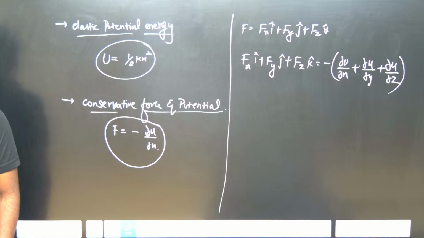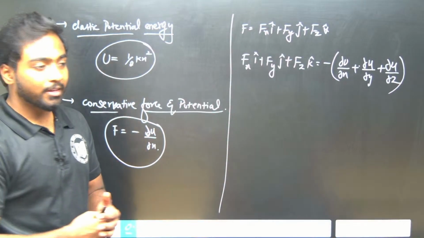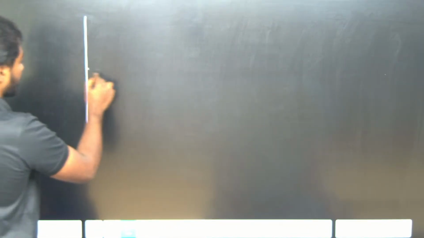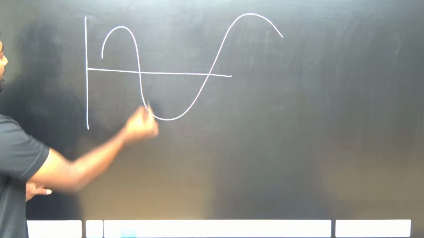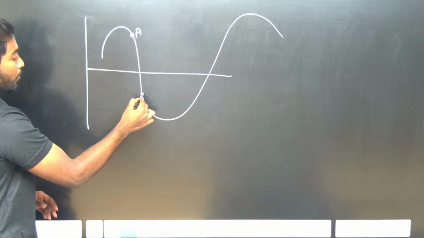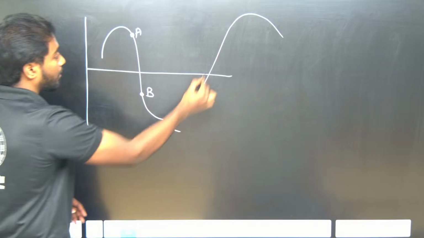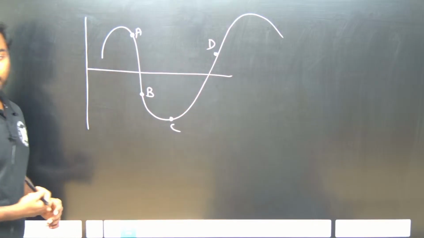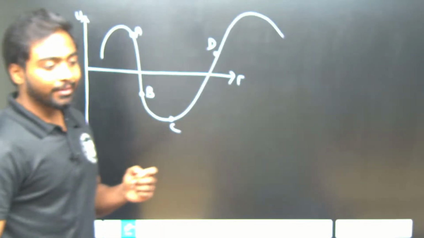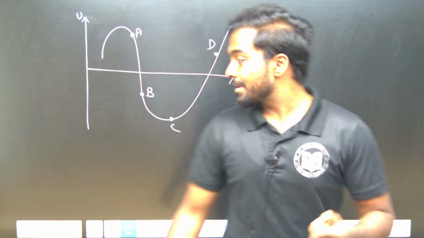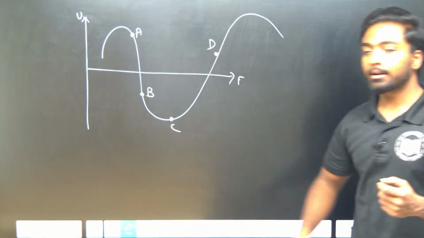Fine. Now suppose the potential curve has been given, like for example some curve. Now let me take any point over here, point A, point B, point C or point D. The curve is between the potential U and the force F.